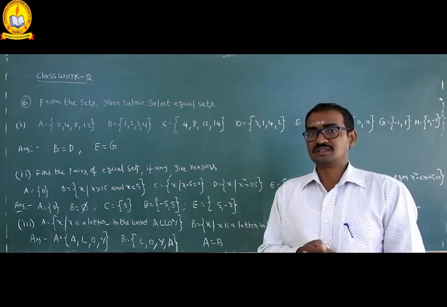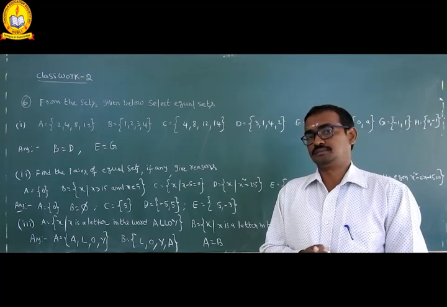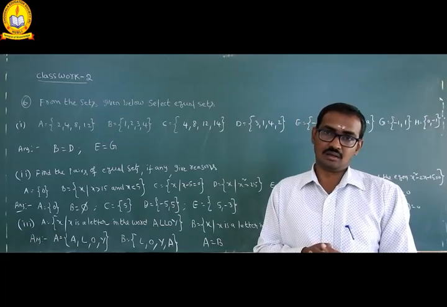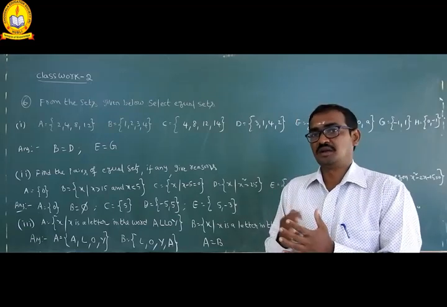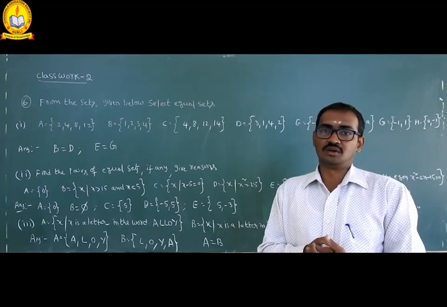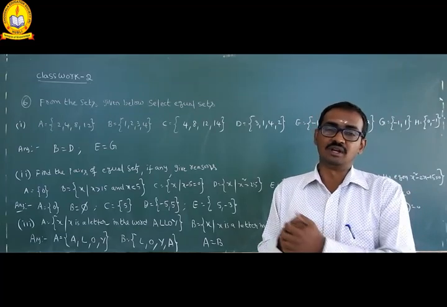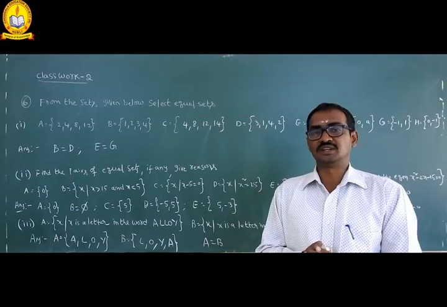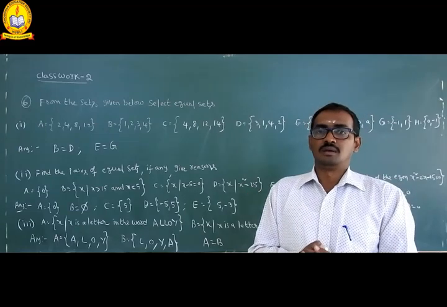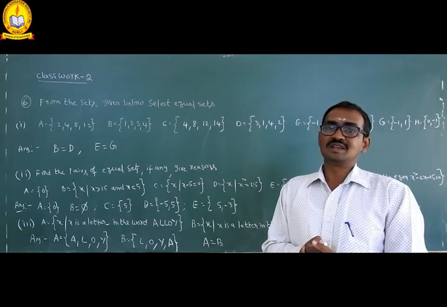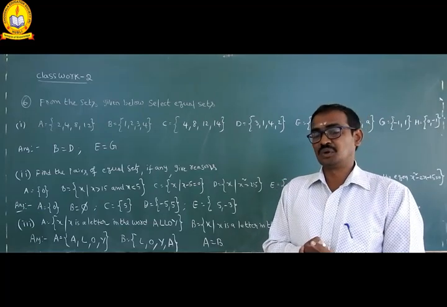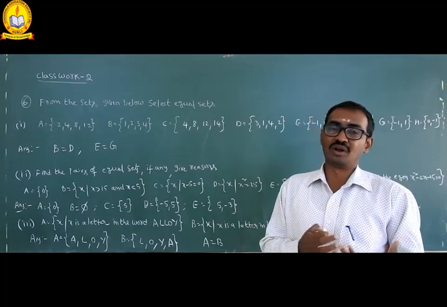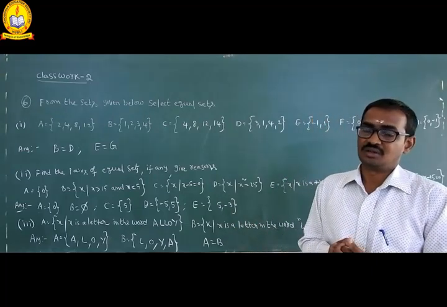And in the previous class I explained about the empty set. Empty set is also called void set or null set. A set is called an empty set, void set or null set if it does not contain any element. For example, set A is equal to {x such that 1 < x < 2, where x belongs to N}. There is no natural number between 1 and 2, so it is an empty set.